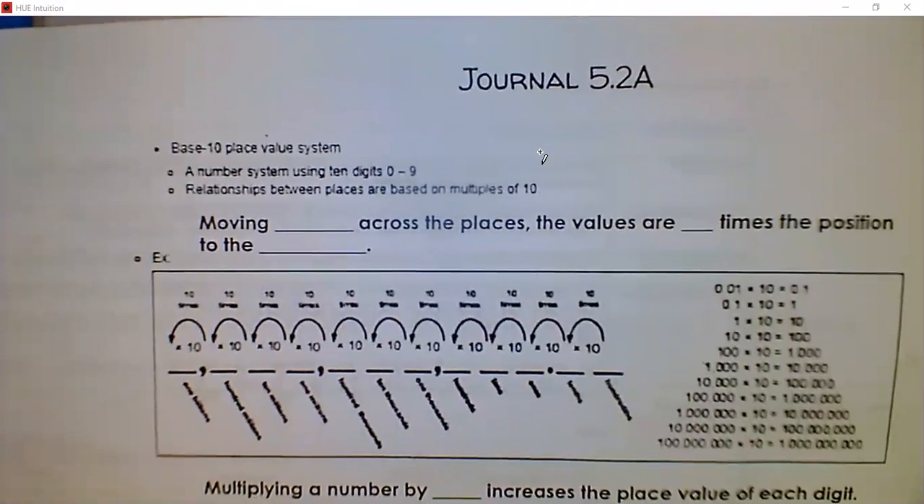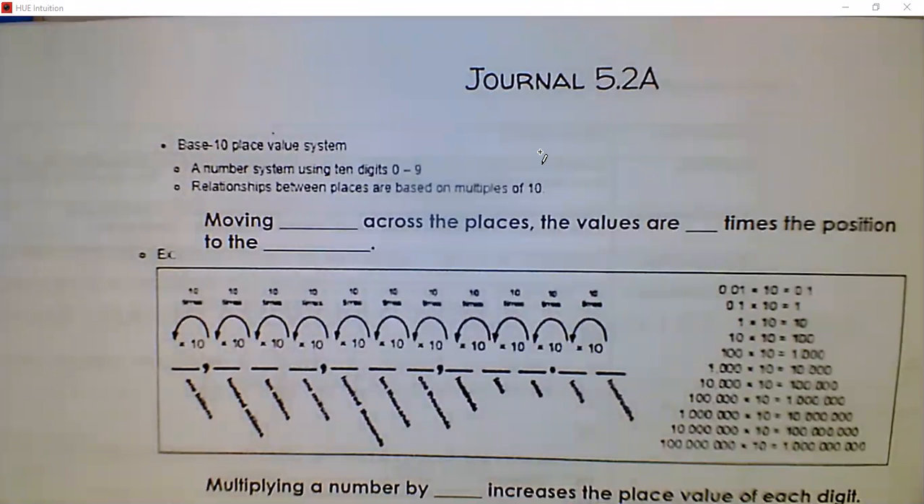Okay, so this is the second part to your notes. Waiting to get it on your screen. And there you go. So on page 1, I put in some picture examples of what it would look like in the base 10 place value system when we throw in a decimal. Okay? So we should all be on the front page of the handout I gave you, which is Journal 5.2a.